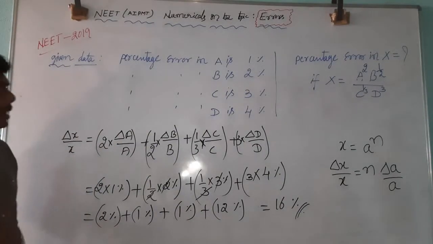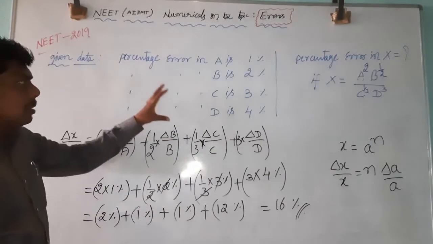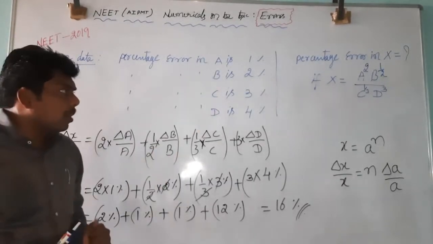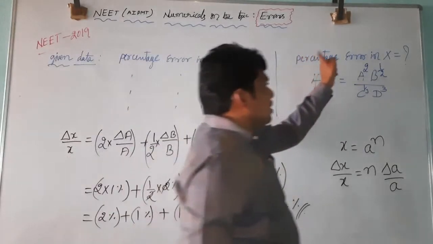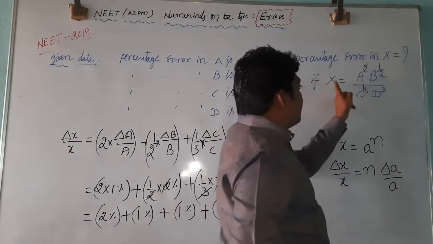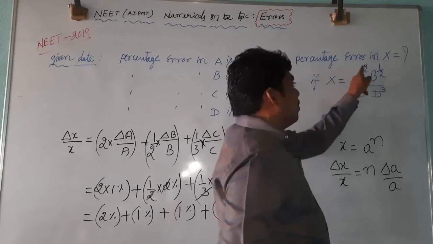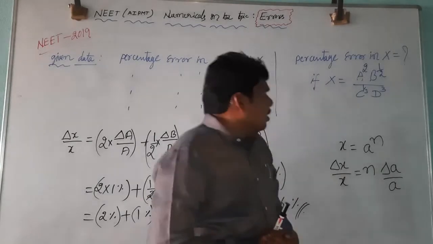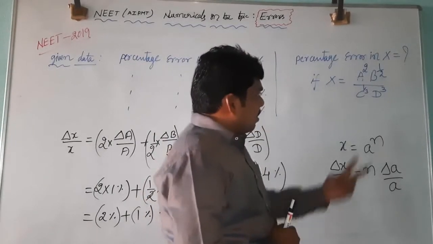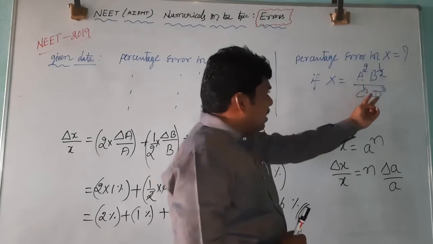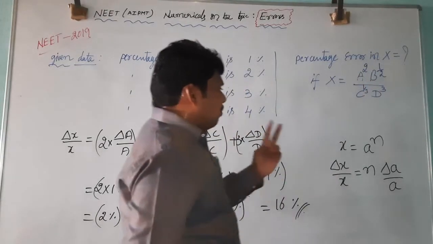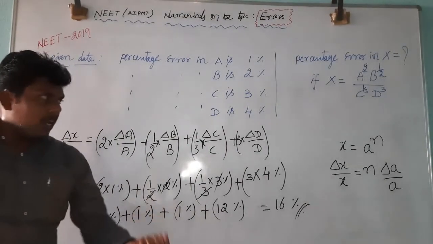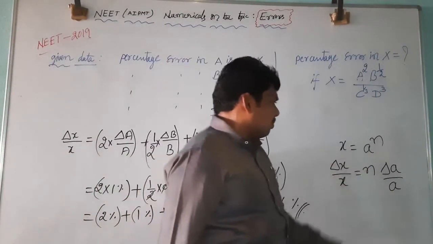Now once again recollect this. In the question they have given the percentage errors of the different physical quantities A, B, C, D. Now what do you have to calculate? Percentage error in X. How is X related to A, B, C, D? They have given A to the power 2, B to the power 1 by 2, C to the power 1 by 3, D to the power 3. If you observe, there is a combination of physical quantities in terms of product, ratio and power. Here we have to use two formulas: error due to multiplication or division, along with error due to power of a physical quantity.